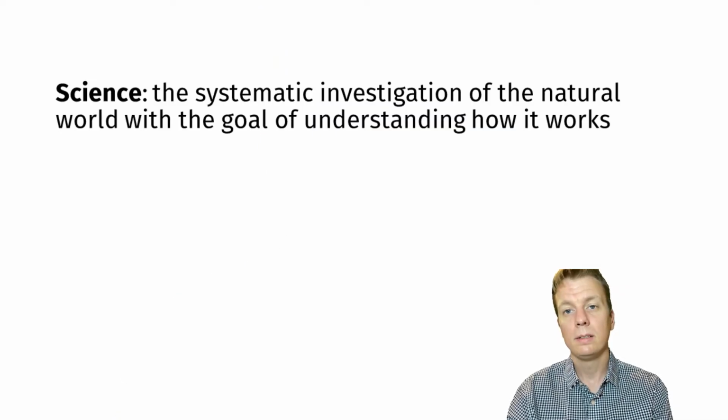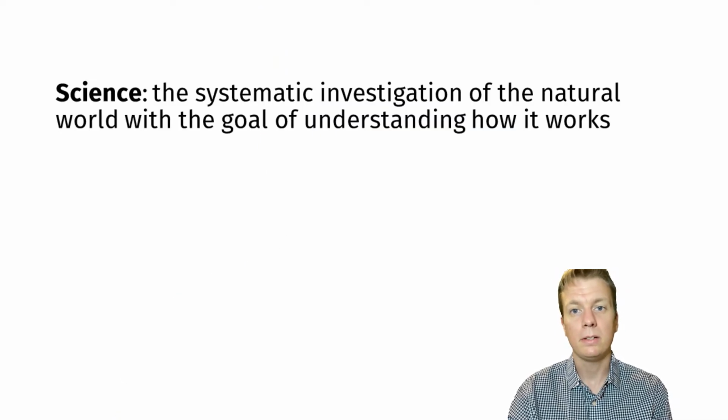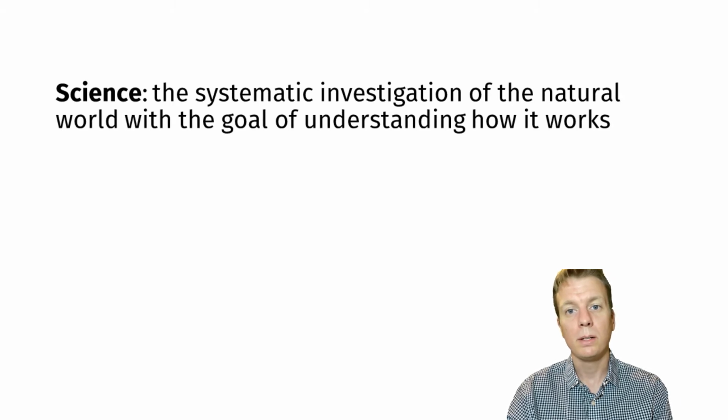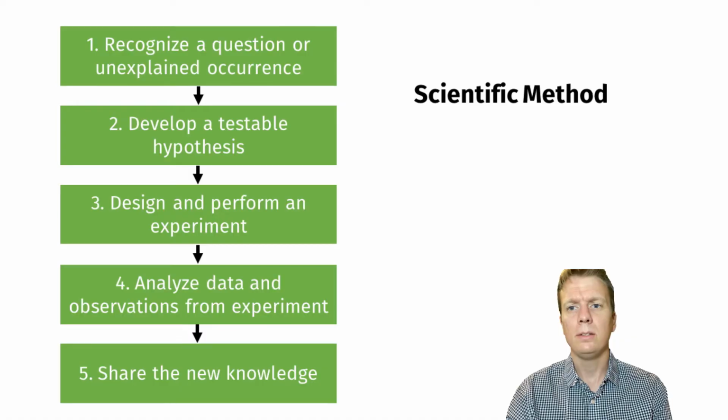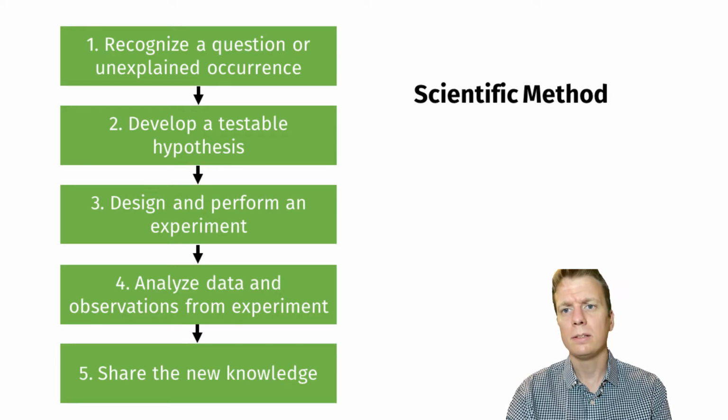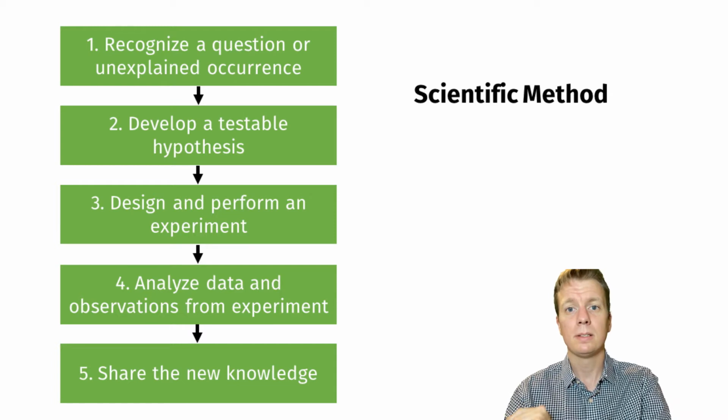The second half of environmental science is the science. What is science? Science is the systematic investigation of the natural world with the goal of understanding how it works. Scientists do this by collecting data in an objective way and testing hypotheses. And to do this, scientists utilize the scientific method, which has 5 basic steps.